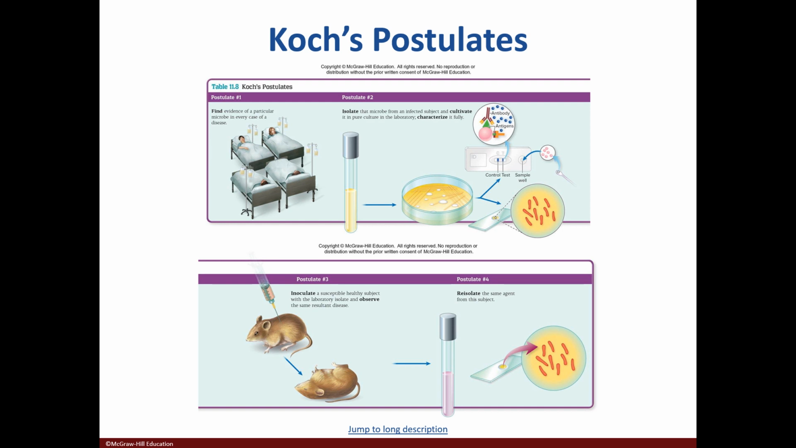Postulate 1 is that you find evidence that a certain microbe is present in every disease case. Postulate 2, you isolate it, cultivate it, and characterize it in the lab. Postulate 3, you inoculate it in a susceptible host and see the same results of the disease. Finally, postulate 4, you re-isolate the same microbe from those subjects.